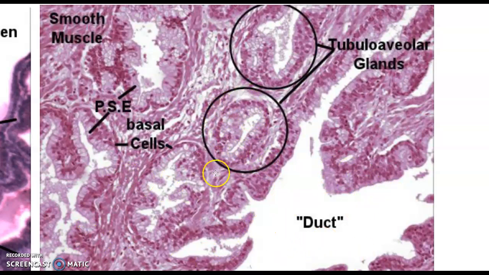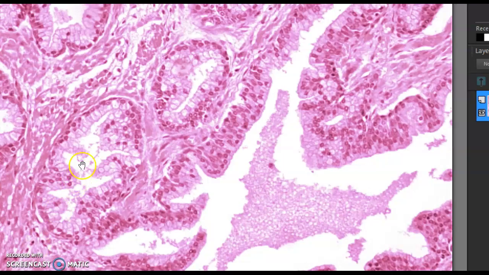So this is what the prostate looks like under histology. So here's another view. Here's the tuboalveolar glands. Here's the pseudostratified columnar epithelium lining the ducts. And I don't have very many pictures of this gland, so this is why it is not on my webpage.